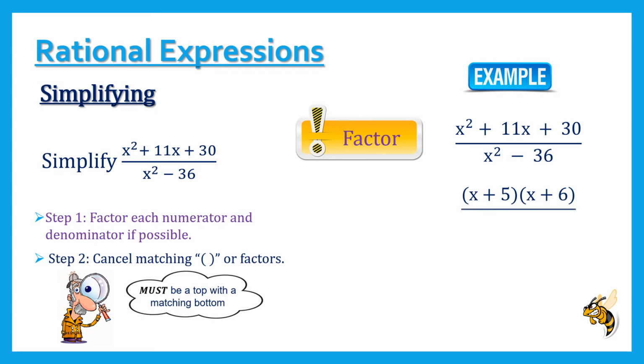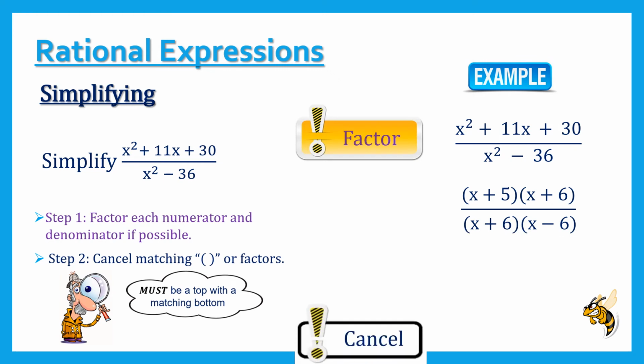So therefore, we have x plus 5 times x plus 6 in the top. For the bottom, it is the difference of two squares. So I need to know what's the square root of x squared, which is just x, and the square root of 36, which is 6. And one parentheses gets a plus and one gets a minus. So therefore, it will be x plus 6 times x minus 6.